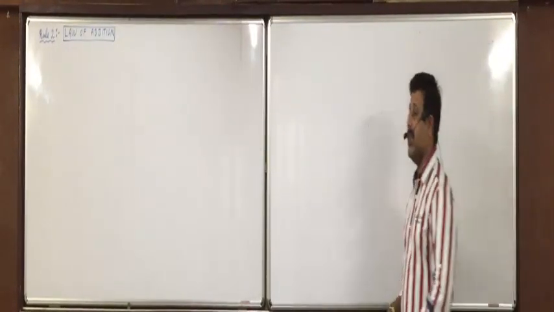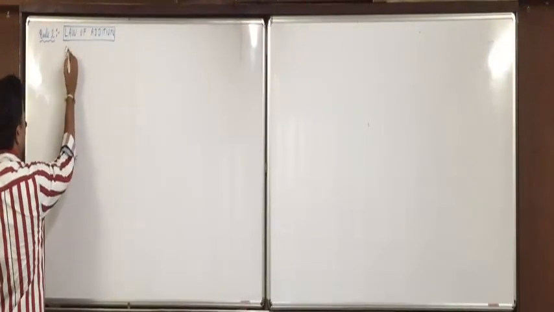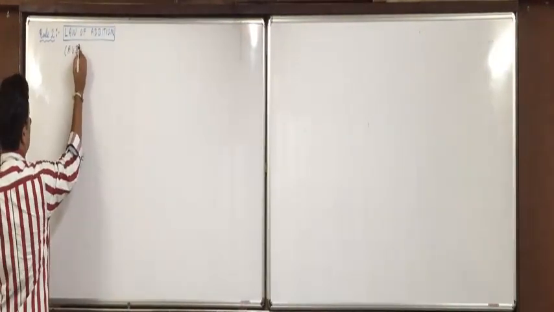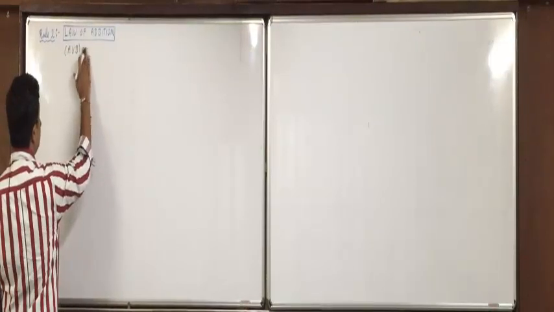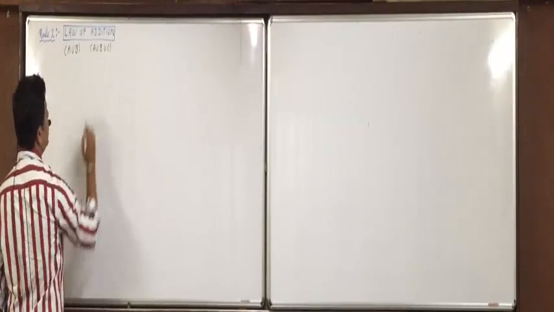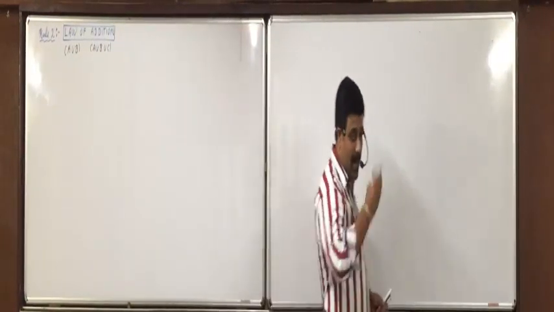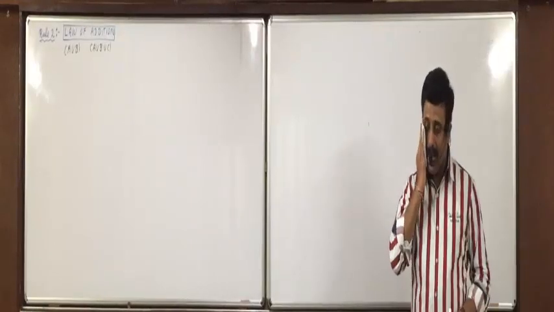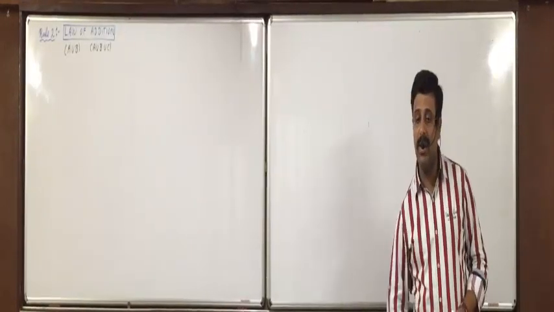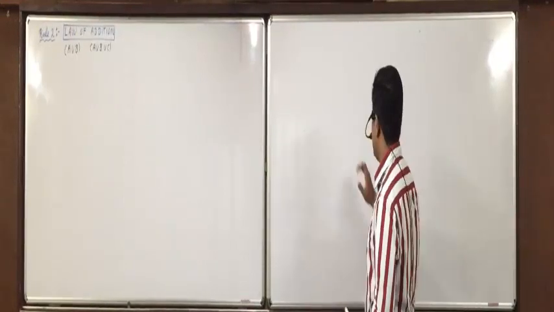Now, addition means union. A union B, or for 3 events it will be A union B union C. The law of addition will be denoted by union, and for 2 events A union B, and for 3 events A union B union C.